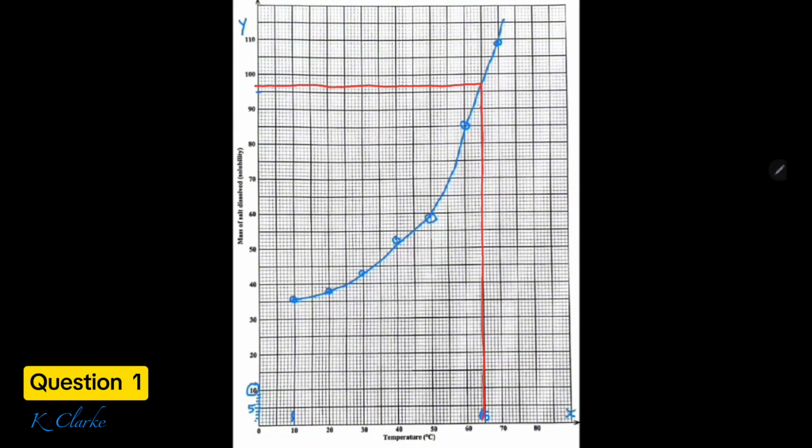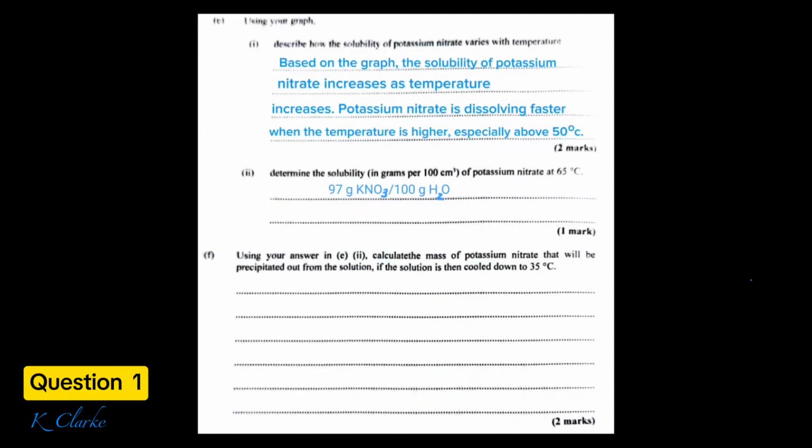Time to establish the mass of salt. The midway between 90 and 100 is 95, then 96, and now 97. Therefore, the solubility at 65 degrees Celsius is 97 grams potassium nitrate per 100 grams of water. Note, 100 grams of water is the same as 100 cm cube of water.